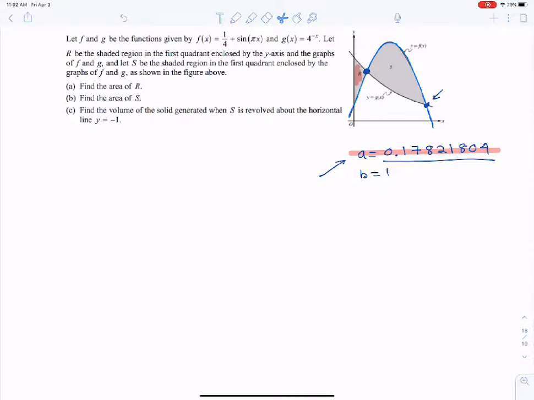So the nice thing about the area of S, very similar idea here. I think you guys would agree. And that is, I'm going to be going from A, which is that long number, to B, which we said was 1. And this time it's going to be f of x minus g of x. And I'm going to leave plugging that into the calculator for you. Do remember, everything's got to go out to 3 decimals, unless they tell you otherwise.